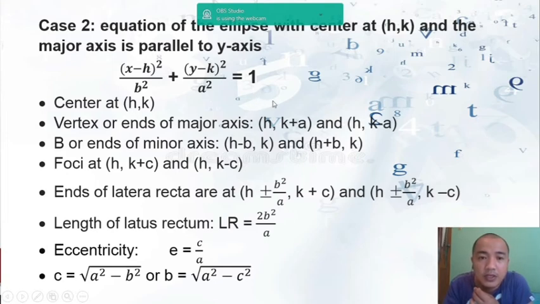So, of course, the center is at (h, k). Ends of the major axis: (h, k plus and minus a). Ends of the minor axis: (h plus and minus b, k). Foci: (h, k plus and minus c). Then the lateral recta: (h plus and minus b squared over a, k plus and minus c). Same formula for the length of the lateral recta, 2b squared over a. Eccentricity is c over a. And c equals the square root of a squared minus b squared, or if you are looking for b, the square root of a squared minus c squared.